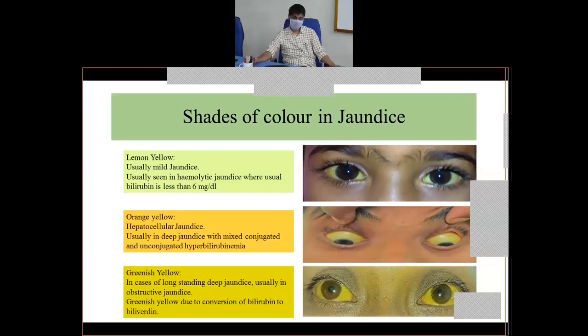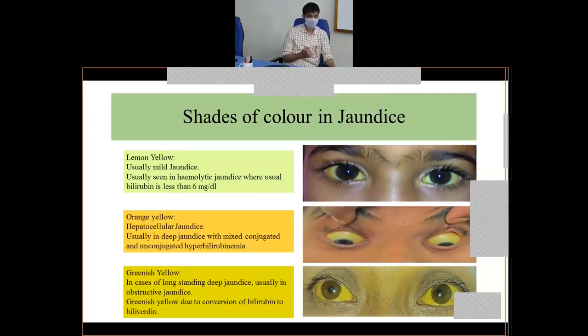So remember one thing, if it is only hemolytic jaundice, the bilirubin levels usually do not go beyond 5 or 6 milligram per deciliter. So in case of hemolytic jaundice, most of the time you will get mild jaundice. Then the orange-yellow color, you will typically get in hepatocellular jaundice. Usually it is a deep jaundice with mixed conjugated and unconjugated hyperbilirubinemia.